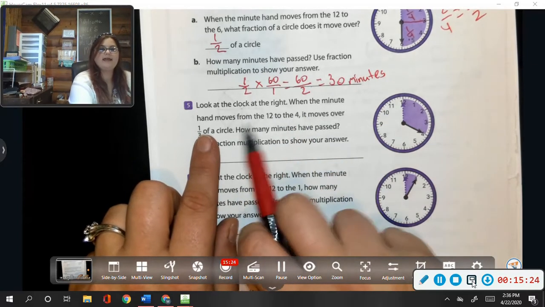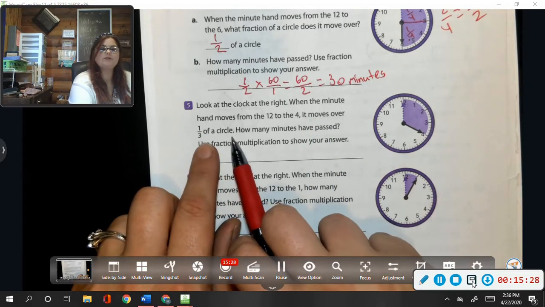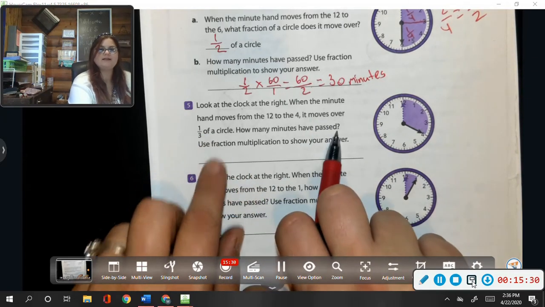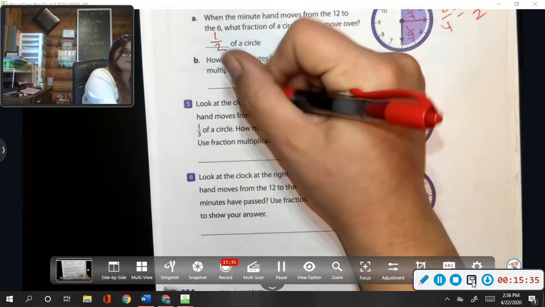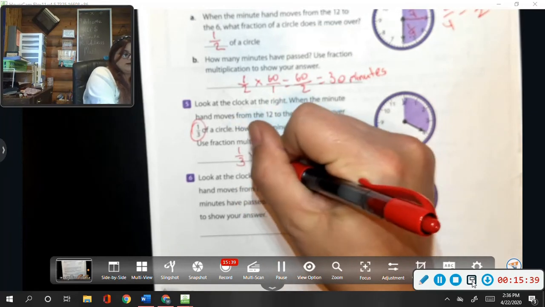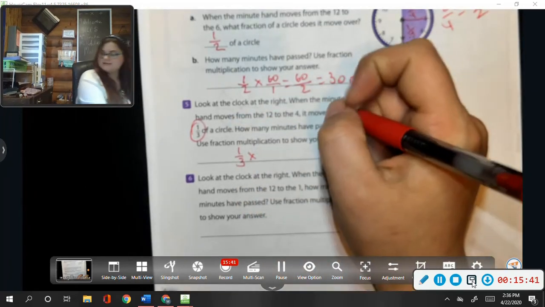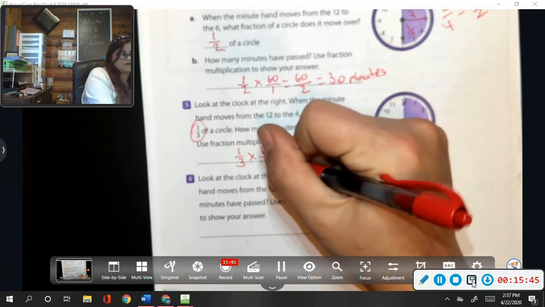Look at the clock at the right. When the minute hand moves from 12 to the 4, it moves over 1/3 of a circle. How many minutes have passed? Use fraction multiplication. So we're going to do that same thing again, except instead of using 1/2, we're going to use 1/3. 1/3 times 60, because that's how many minutes are in an hour.